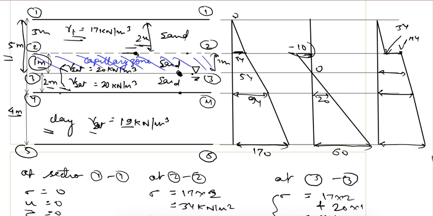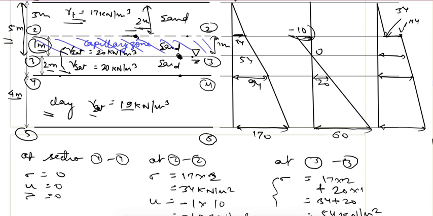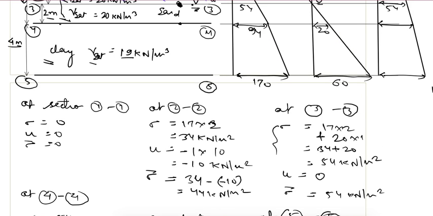You can write the values also. After 44, at 3-3 it is 54, because pore water pressure is 0, and at section 4 it is 74, and here it is the difference of these two, which is 110.